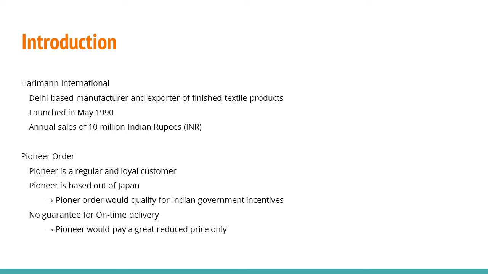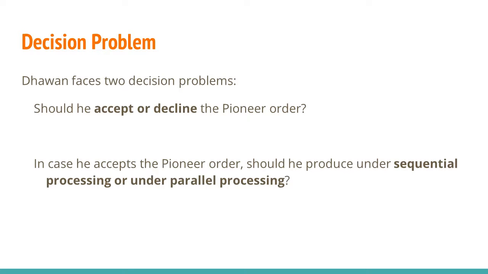Currently, the one owner and founder of the Harriman Company is faced with a decision problem. Dhawan faces two decisions to make. Should he accept or decline the order? In case he accepts the order, should he produce under sequential processing or parallel processing? The focus of our analysis would be to help Dhawan make the most profitable decision.